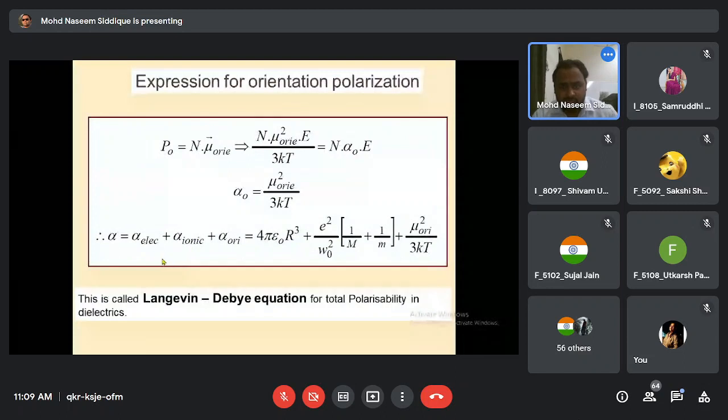We can see the equation. No need to go deeper into the mathematical expression; you just have to keep this final relation in mind. What is the orientational polarizability? It is mu orientational upon 3KT. As you can see in this equation, the orientational polarizability is inversely proportional to T. So what is the reason? Why does the orientational polarizability decrease with increasing temperature?